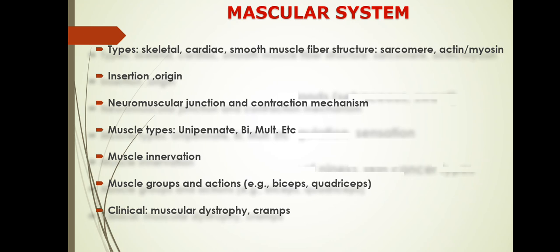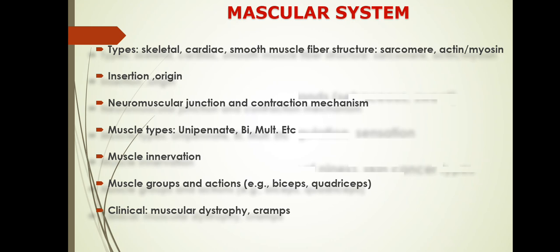You have to know the insertion and origin. This is very, very important. Insertion and origin, what they mean and how they're different. You have to know the neuromuscular junction and contraction mechanism. That is physiology. But in case she still brings this question, you may still have to use the same knowledge and information from physiology, and talk about the neuromuscular junction and contraction mechanism.